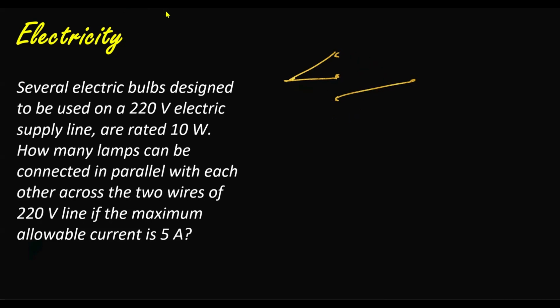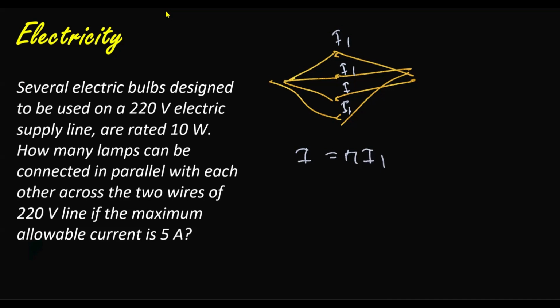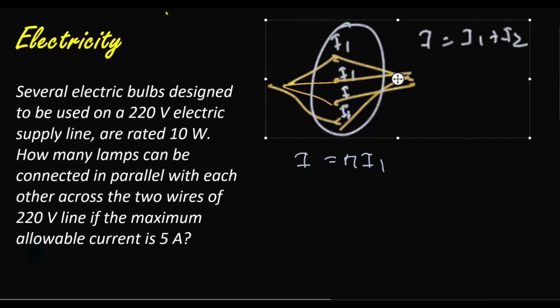So what we know is that if each bulb is using I1 amount of current, and there are n of them, then the total current in the circuit will be n times I1. And why so? Because they are connected in parallel, and you know that the total current in parallel is the sum of the individual currents of the appliances. So this is the idea for doing this question.